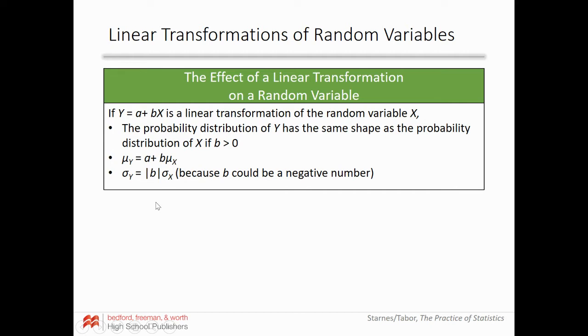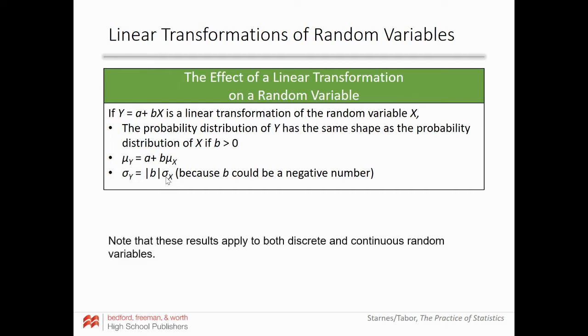They put the absolute value signs there because a or b could be negative. All right. However, we know that standard deviation has to be a positive number. It has to be a positive number because it's the distance. So you multiply by the absolute value of b. So that's one way to kind of put it nicely together. It's basically saying, hey, a doesn't affect this at all here. And note that these do apply to both discrete and continuous random variables.